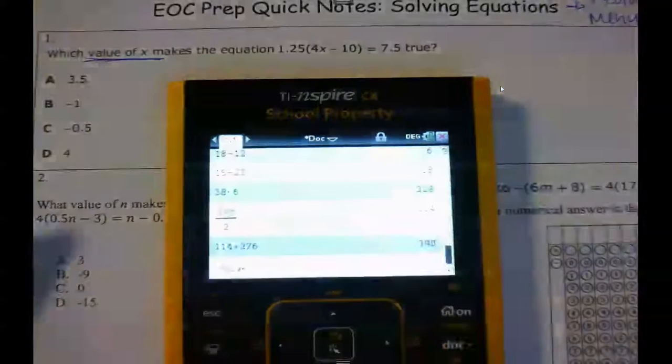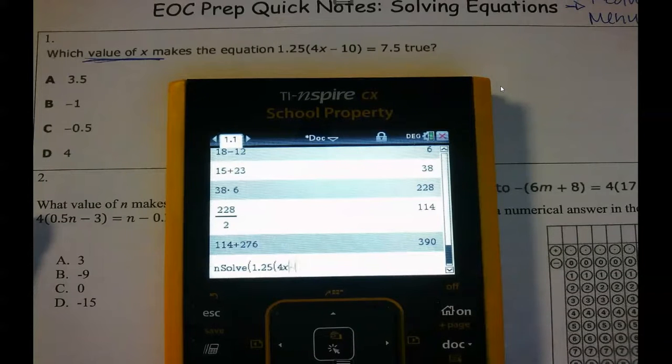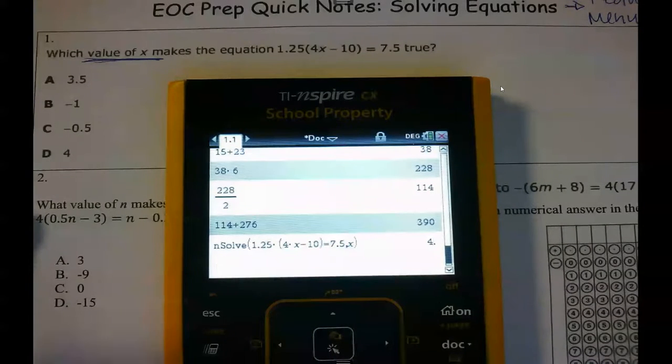So then I'm typing this in: 1.25, open parentheses, 4x minus 10, close parentheses, equals 7.5. Typing it in exactly as I see it. I'm not changing anything. I'm putting in the same parentheses, the same equal sign, same numbers, same everything. Make sure at the end you're putting comma x. That is my variable. I'm just telling my calculator what I am solving for. Enter. The answer is 4.